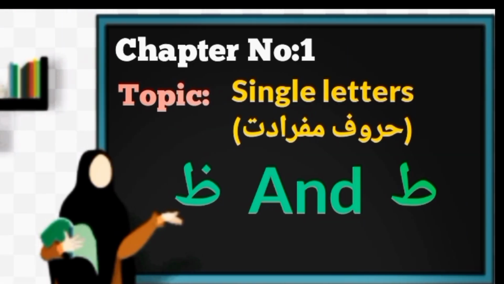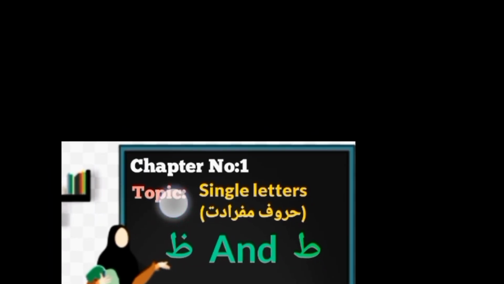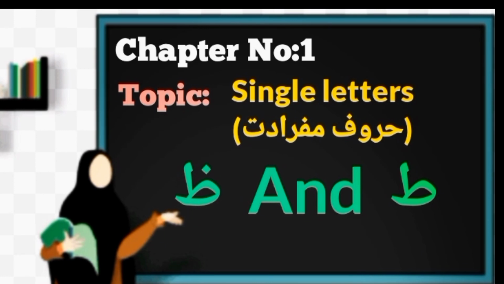My dear students, have you noticed Ta and Za have the same shape? As I had told you, dots are very important because we can make a difference between them by their dot. Just remember, Ta has no dot and Za has one dot. So don't be confused by their shape. Okay?